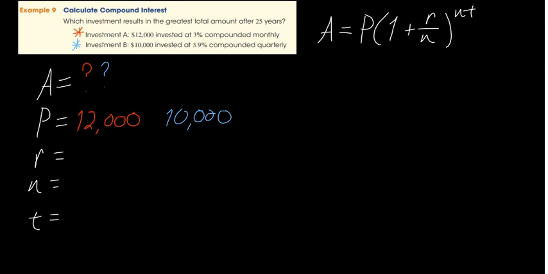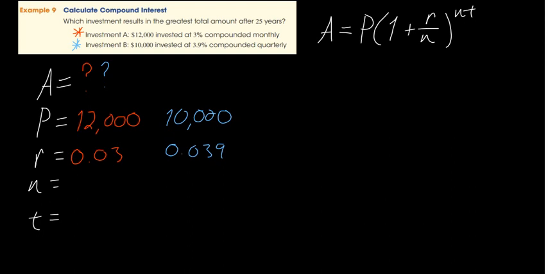Okay. The rate of investment A is 3%, so we would write that in decimal form as 0.03. The rate for B would be 0.039. Now again, if I were to put 0.3, right, that is 30%. Okay, so don't do that. Just try to slow down and think about what you're writing down.